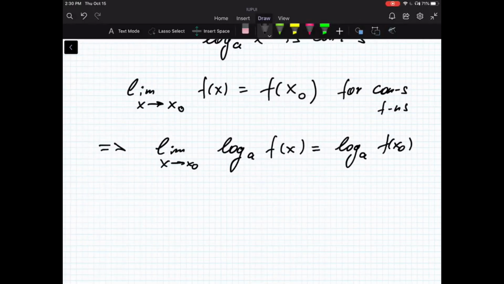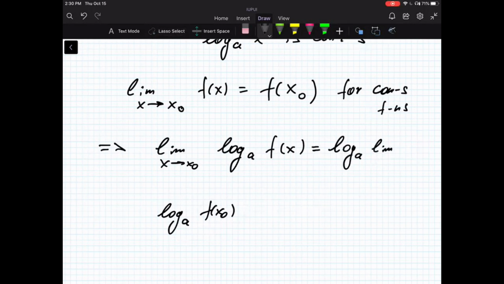Or maybe I should add one more step: logarithm and limit can be interchanged. So it's logarithm of a and then limit of f of x when x goes to x naught, and that gives you f of x naught if the function is continuous.